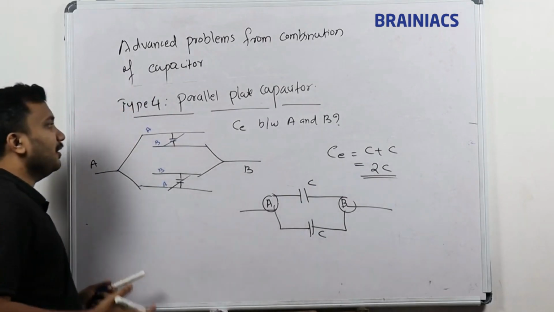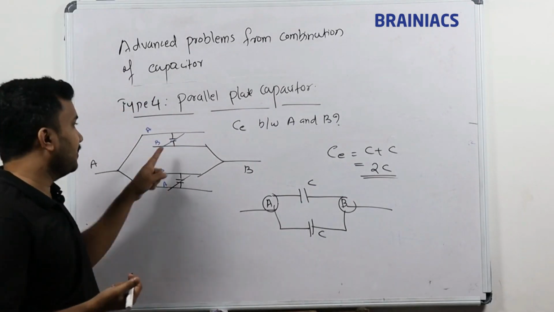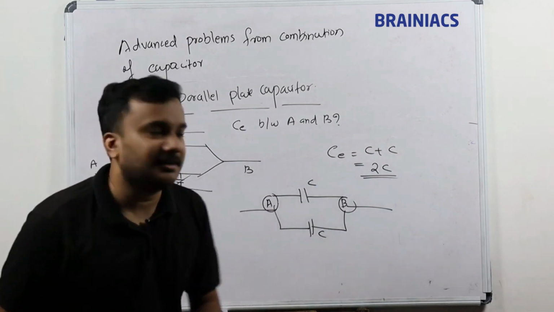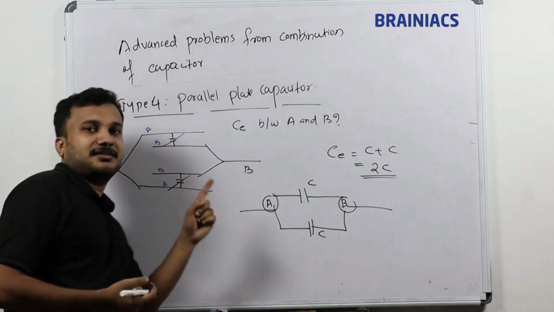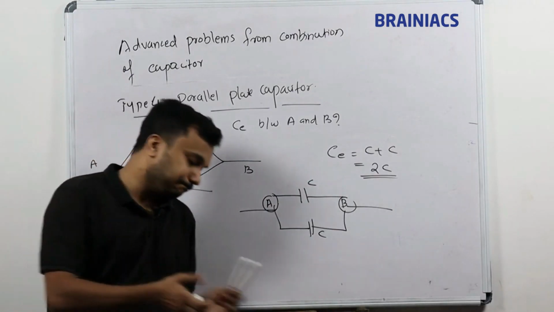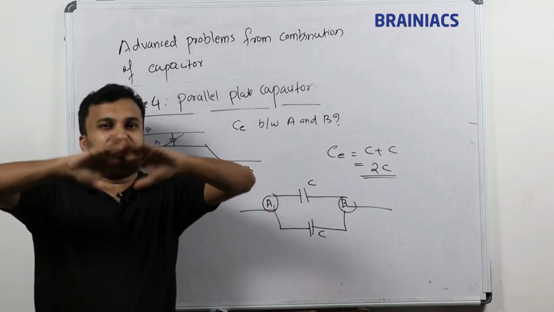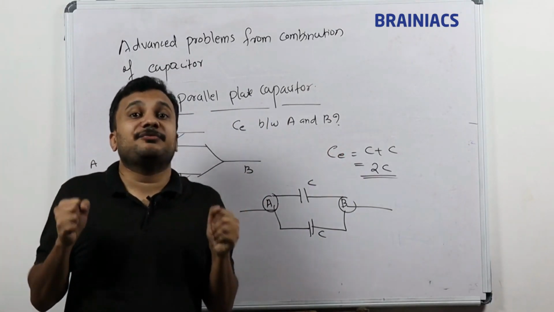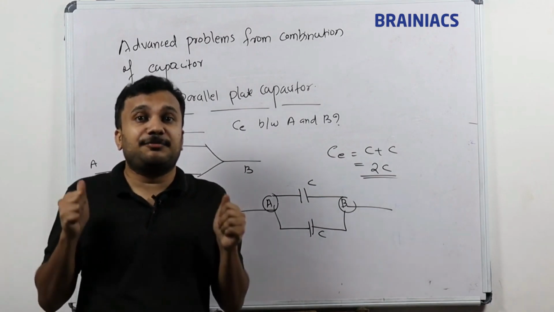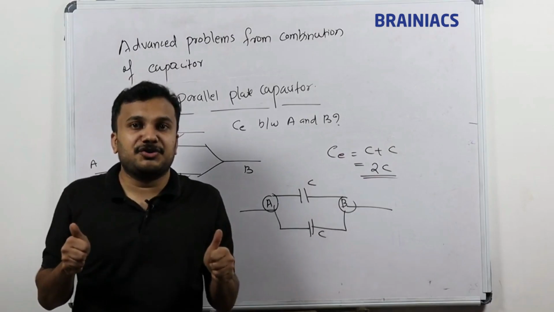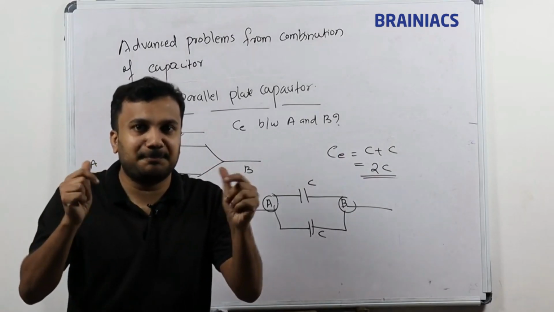So this is a model in which you have to answer. Here there is no capacitance because it's the same plate, but here capacitances exist between different plates. Okay, that's all. We have seen 4 models. Hope you understand the 4 different types of advanced questions we have done from the combination of capacitance. Okay, bye.